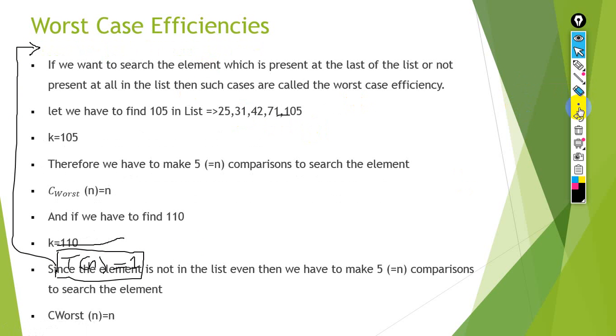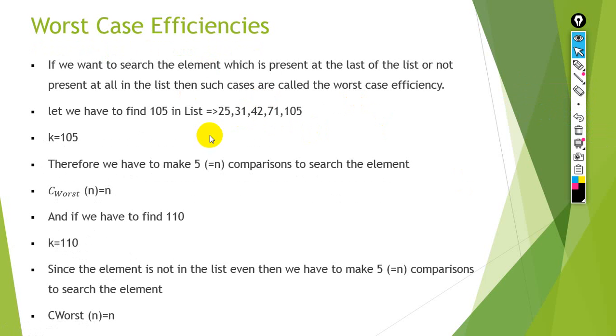Next, worst case efficiency. If we want to search for an element which is present at the last of the list, or is not present at all in the list, then such cases are called the worst case efficiency.